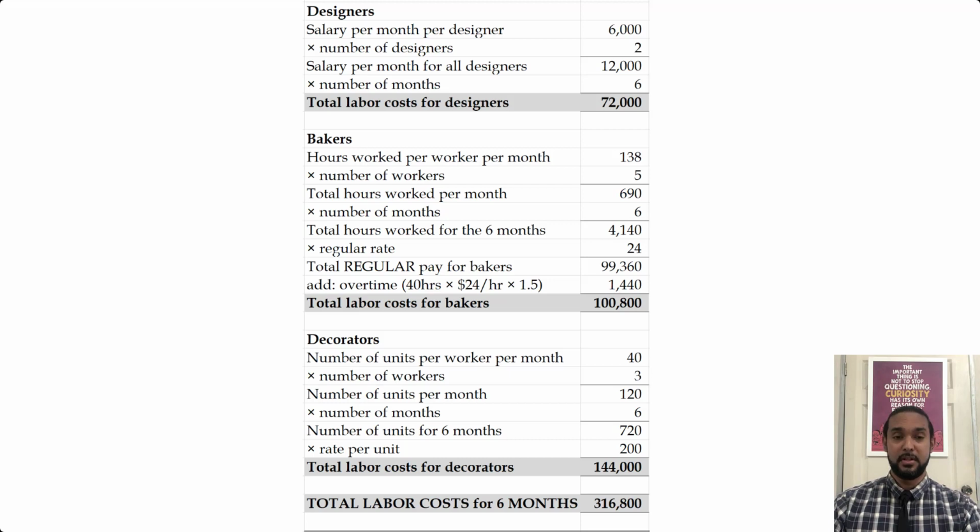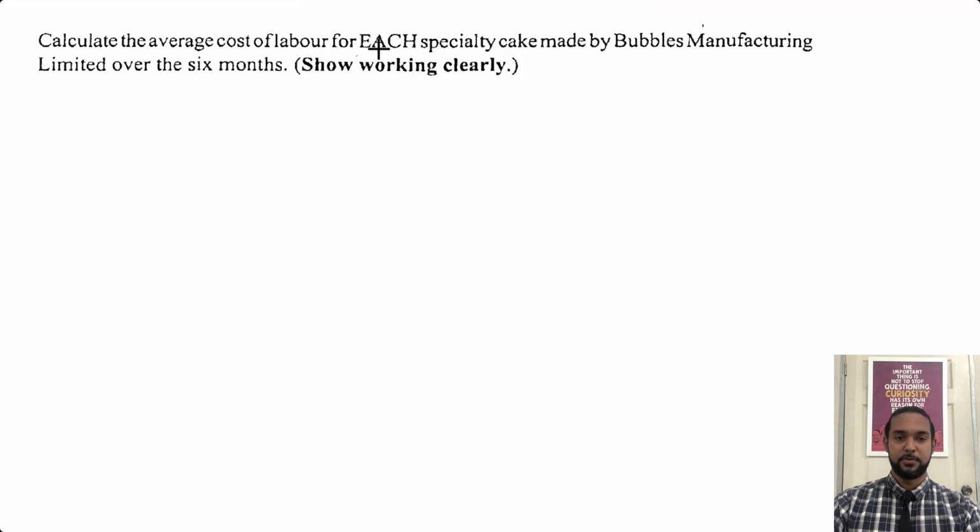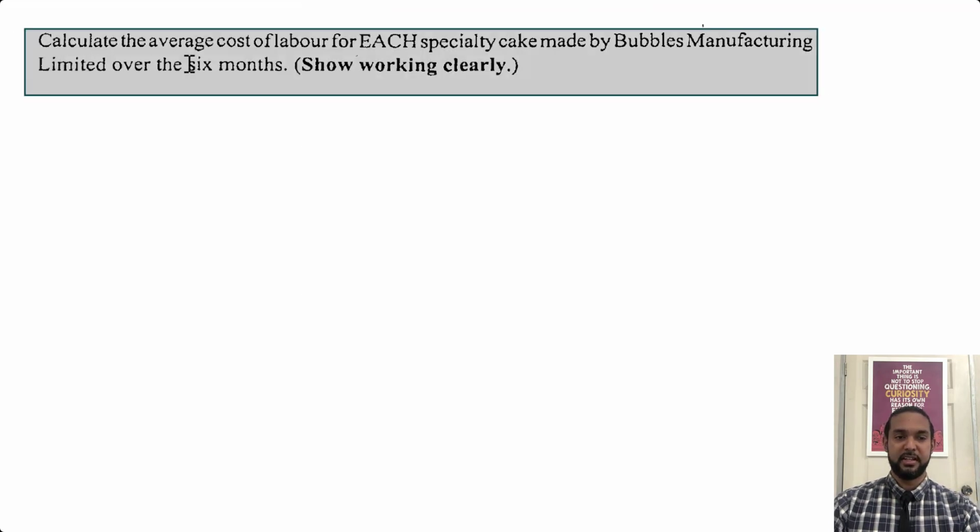Whew, that was quite a bit. Let's take a look at the next part. Alright, so for part D of this question, it says calculate the average cost of labor for each specialty cake made by Bubbles Manufacturing Limited over the 6 months. Show working clearly.